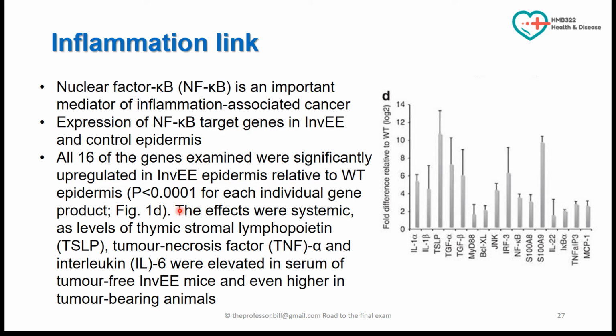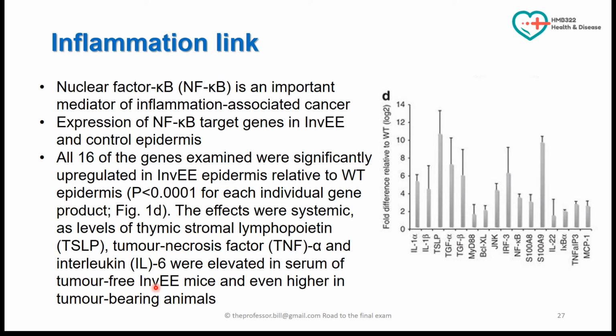If you look systemically, so within the bloodstream of these animals, we see all of these other factors like thymic stromal lymphopoietin, TSLP, tumor necrosis factor alpha, interleukin 6. All of these are elevated systemically. So these mice, and all we've done is put a constitutively active MEK inside skin cells of these mice, form tumors. These mice are chronically inflamed.